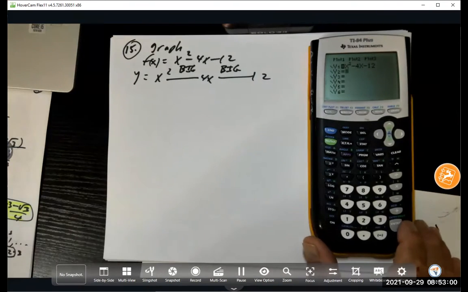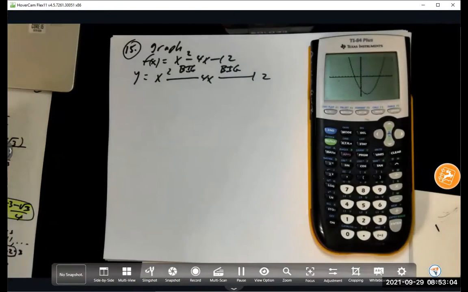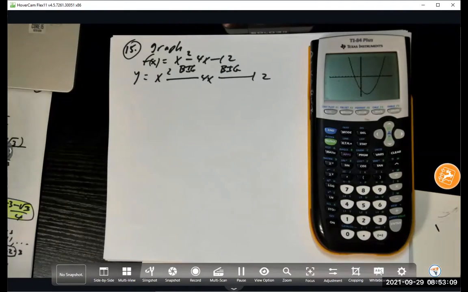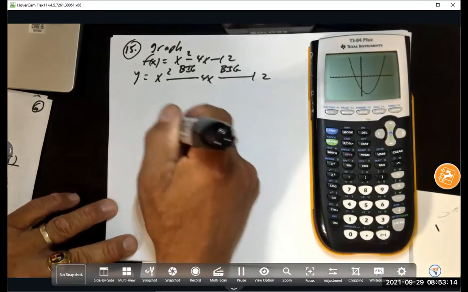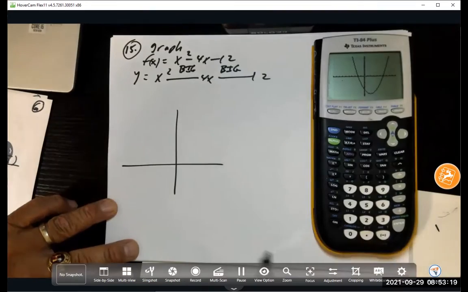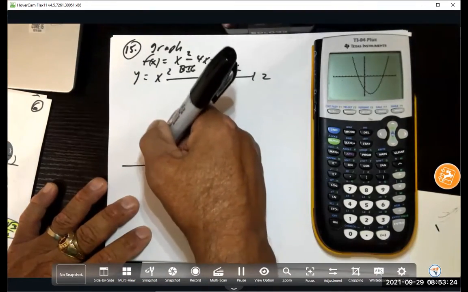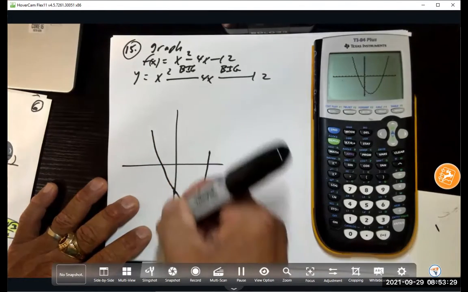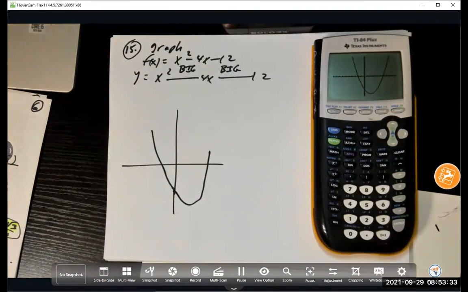So now hit graph. All right, I got a picture. Let me see my picture. Hang on a second. I have a picture. My picture looks like it's right over here. This line goes under, keeps going, then it goes back up. Y'all get a picture of something like this? Yes or no?